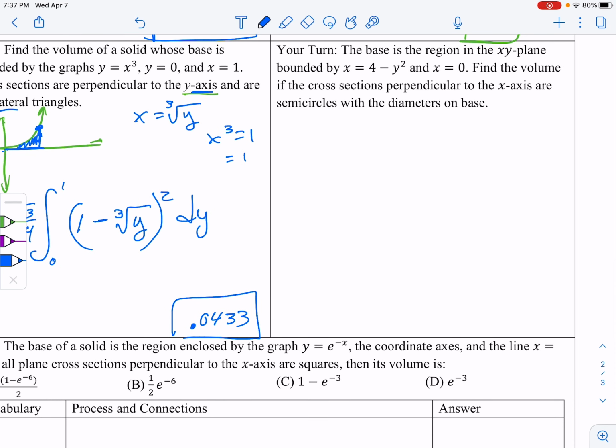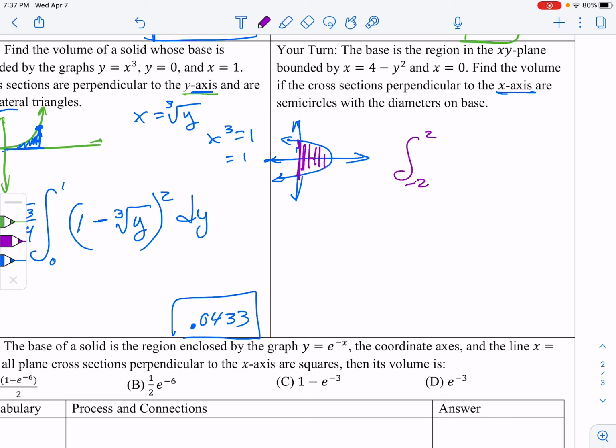Okay, base in the xy plane is bounded by 4 minus y squared and x equals 0. Find the volume perpendicular to the x-axis. So they're being mean to us again. Well, I'm going to graph it the way it is because it makes sense to me. It goes like this. It's a parabola on its side. It opens to the left, and x equals 0. So you're here. And I think their answer's wrong because it doesn't say only above the x-axis. So you've got to integrate from negative 2 to 2. And I think their answer is only from 0 to 2.